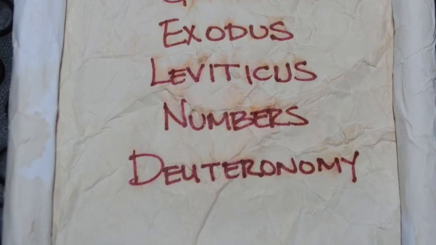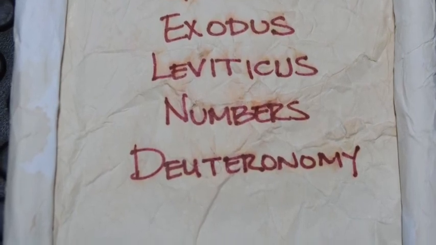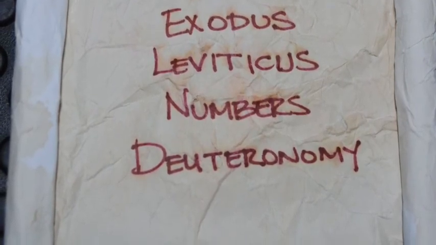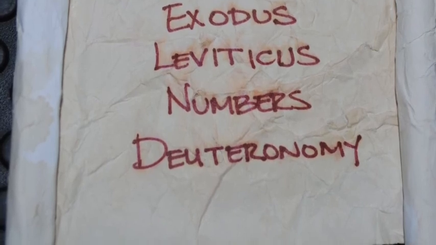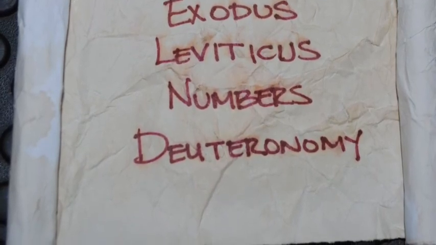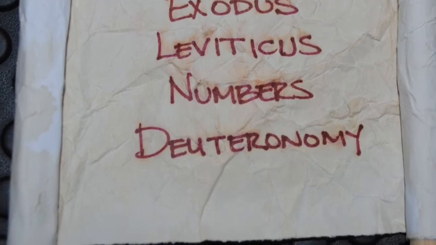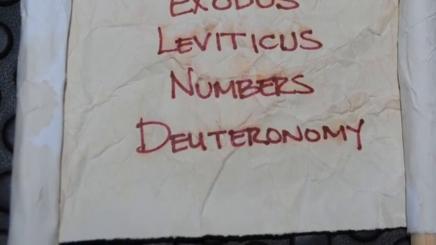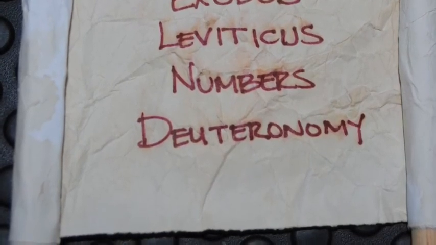Numbers. And then the fifth one is Deuteronomy. Can you say that with me? Deuteronomy. Good job. So these five books are the first five books of the Bible, and they make up the books of the law.